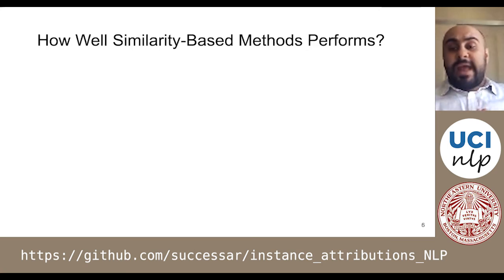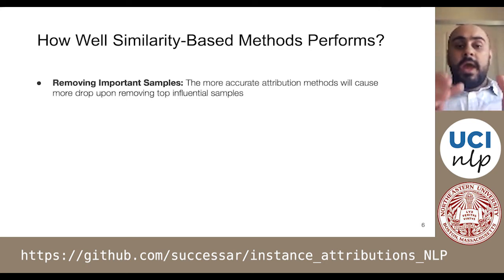The second question that we want to find an answer for is how similarity-based methods perform in comparison to the gradient-based approaches. We conduct several experiments to find an answer for this question. The first one was to remove a portion of highly influential instances for each test target, retrain the model, and observe the drop in the model prediction. The conjecture here is that the more accurate attribution method will cause more drop upon removing top influential samples.